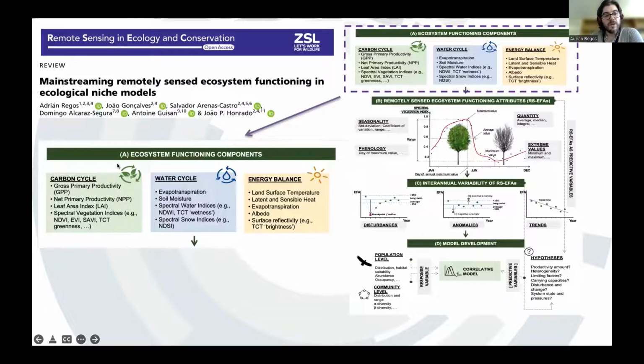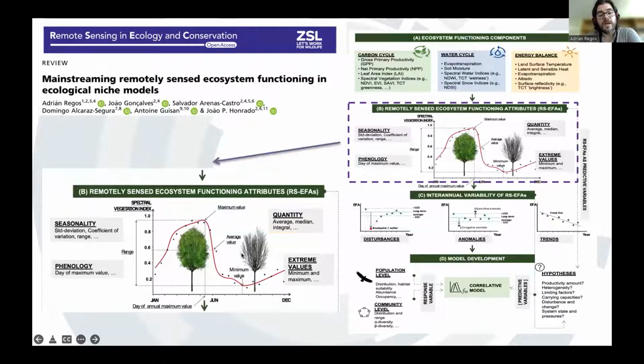In the first level, we have already several remote sensing products related with different components of ecosystem functioning, for instance, primary productivity, spectral vegetation indices, which are related with the carbon cycle, evapotranspiration or soil moisture products related with the water cycle, or land surface temperature or albedo, which are more related with the energy balance. So we can take advantage of the high temporal resolution of sensors such as Sentinel or MODIS, to track from space how one of these components is changing within the year.